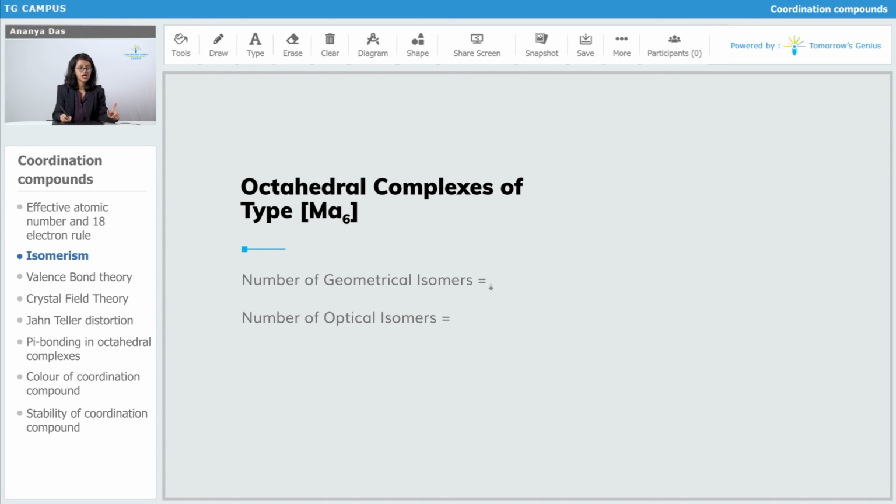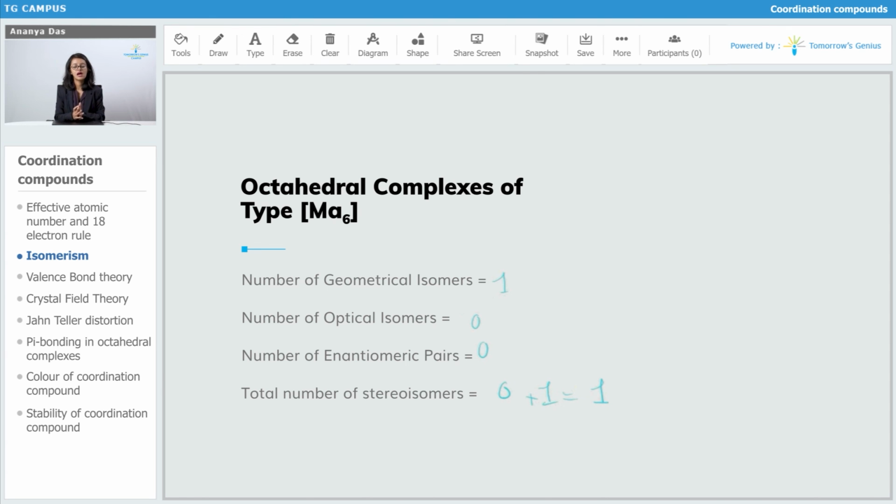The number of optical isomers is 0 because that is optically inactive, because A is trans to A, again A is trans to A. The number of enantiomeric pairs is 0. Therefore, the number of stereoisomers is equal to 0, which is the number of optical isomers, plus the number of geometrical isomers, 1. So it gives us 1.